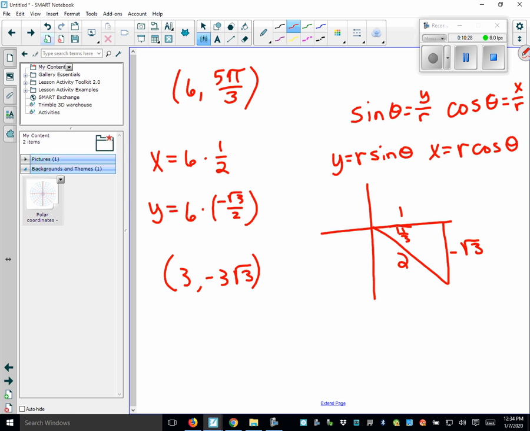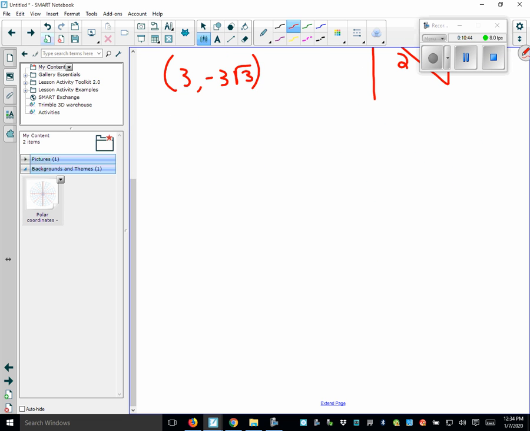Now, that was polar to rectangular. Now I would like to go rectangular to polar. Okay with you guys? The point is -8, -8. What is x? -8. What is y? -8.